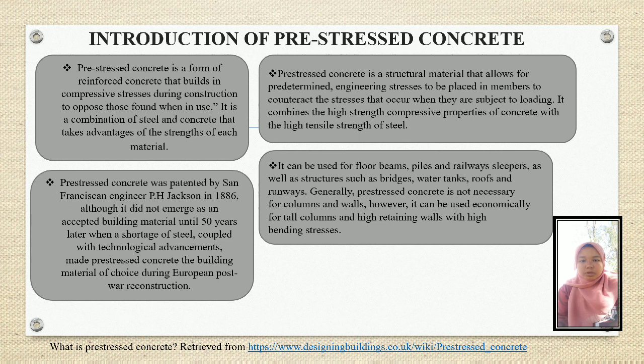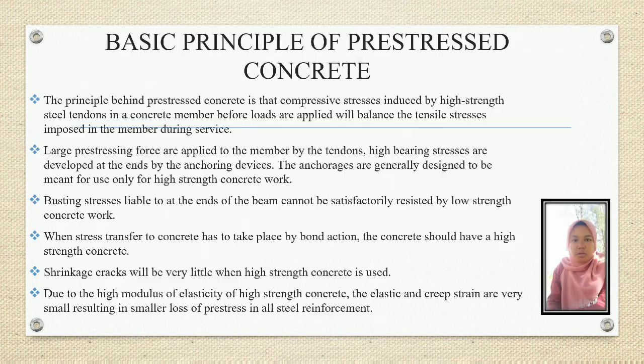It can be used for floor beams, pipes, and railway sleepers, as well as structures such as bridges, water tanks, roofs, and runways. Generally, prestressed concrete is not necessary for columns and walls. However, it can be used economically for tall columns and high retaining walls with high bending stress.